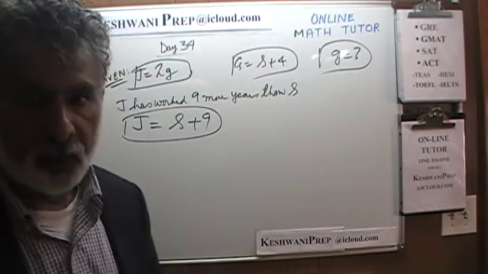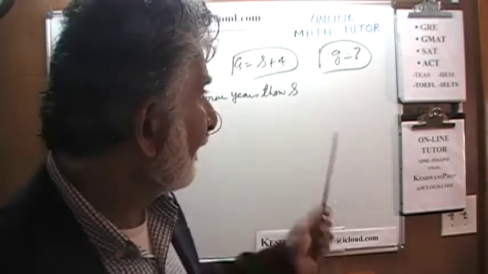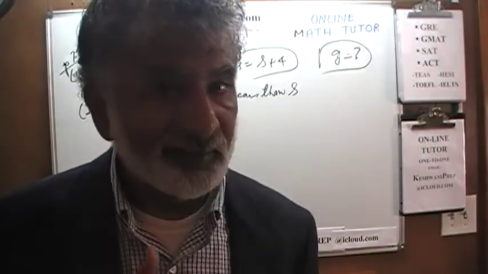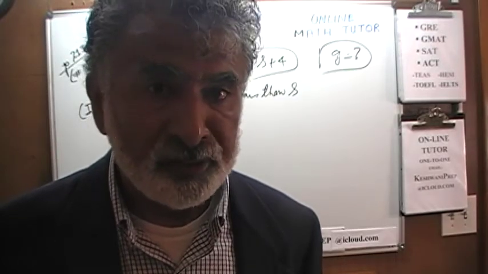But that is not the question here. The question here is not what G is. These are called data sufficiency questions. Nobody is asking how much G is. The question here is, do we have enough information to figure out G?